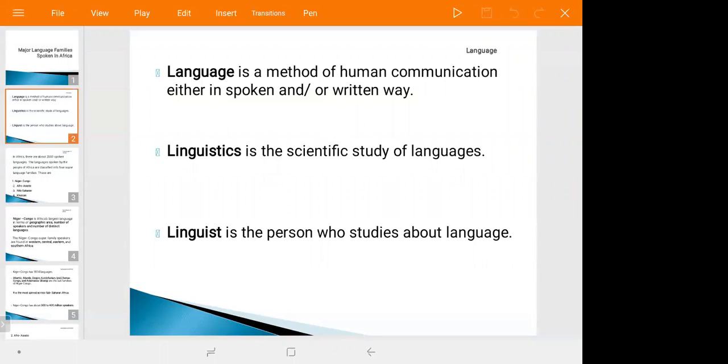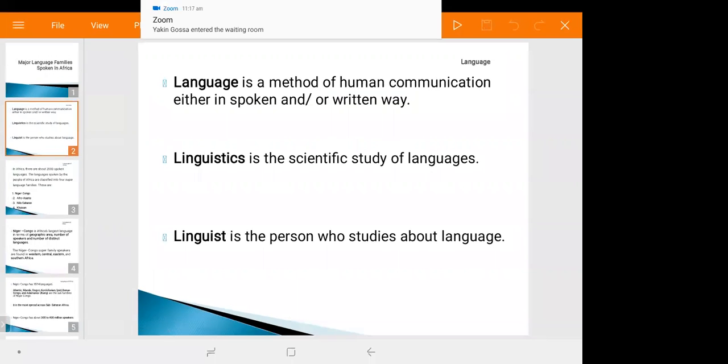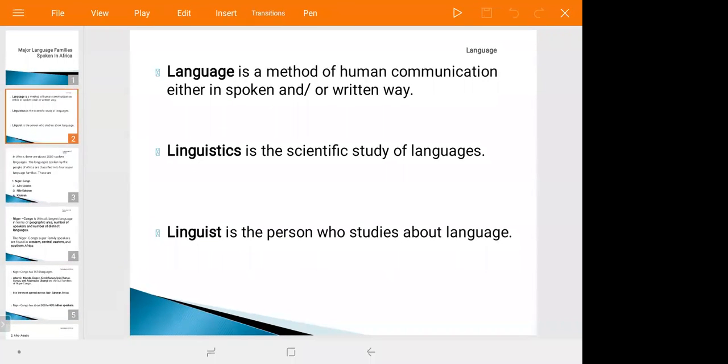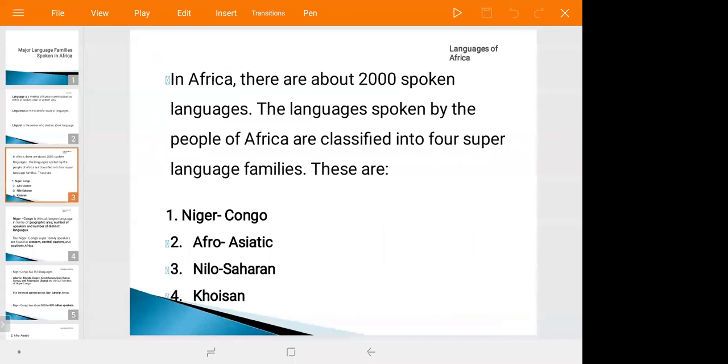And the person who specializes in language studies is called a linguist. And linguistics is the scientific study of language. The meaning, the context, and so on of language is studied by linguistics. And the person who specializes in it is called a linguist.